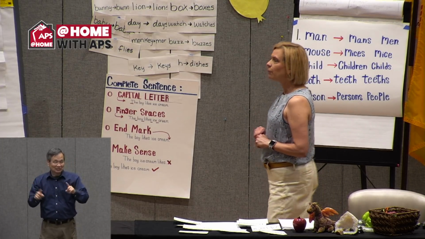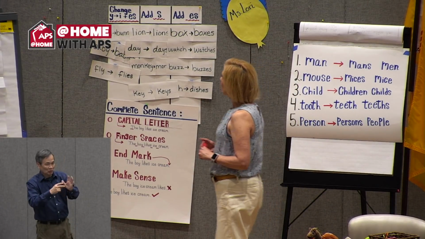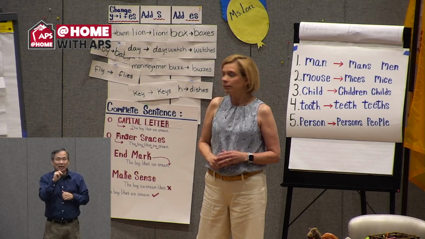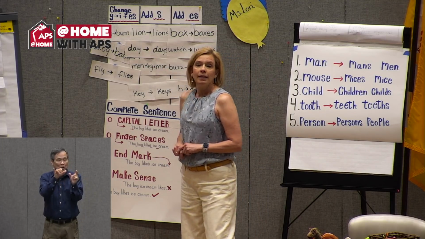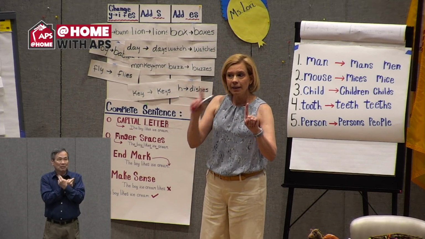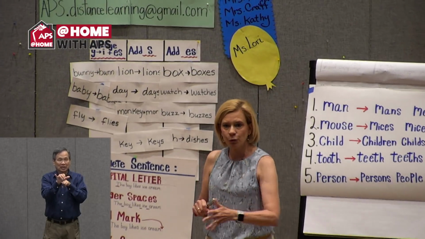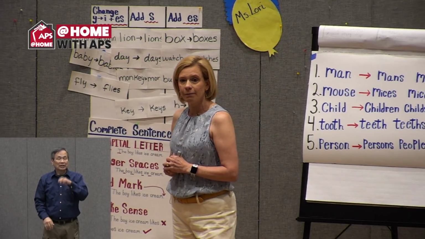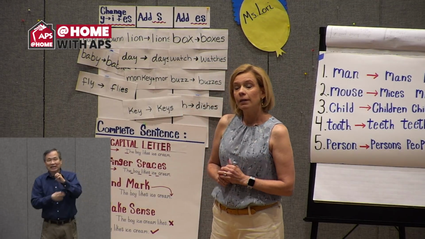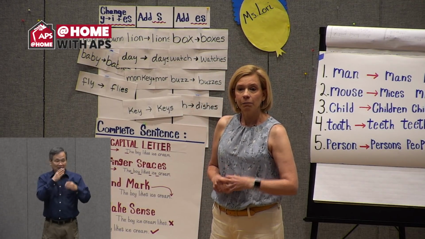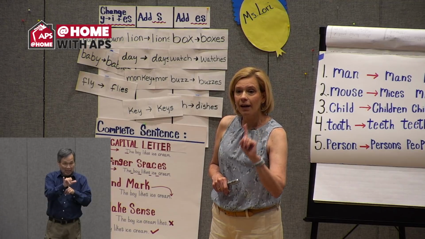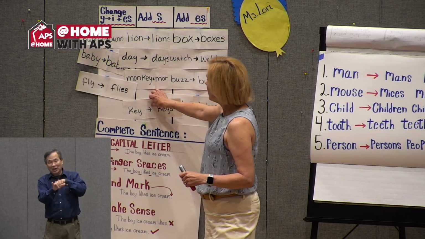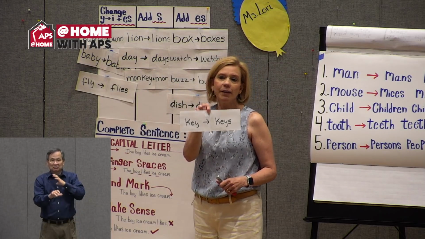Let's do a quick review of what we learned. Remember, we said when a noun ends in a Y, like bunny, if it has a consonant and then the letter Y, we're going to drop that Y and add an IES. It becomes bunnies. If the noun ends in Y, but it has a vowel and then the Y, we're just going to add an S, like that word keys.